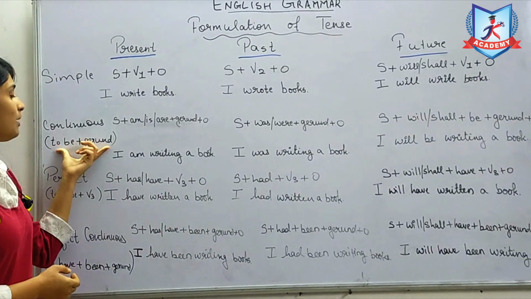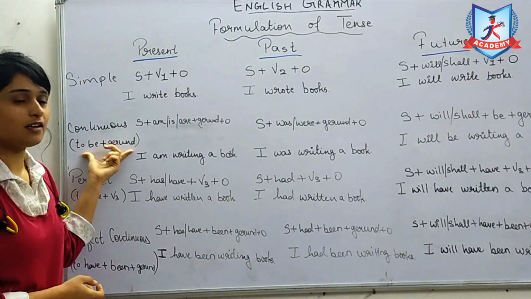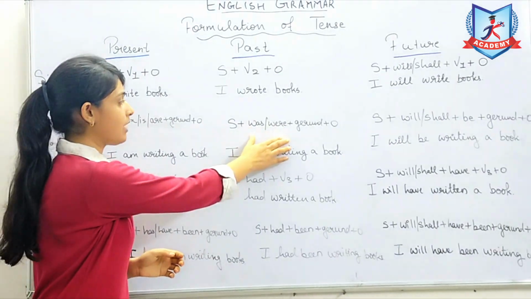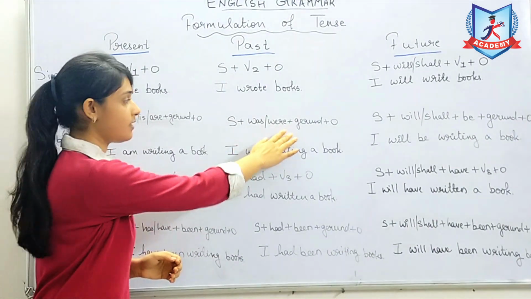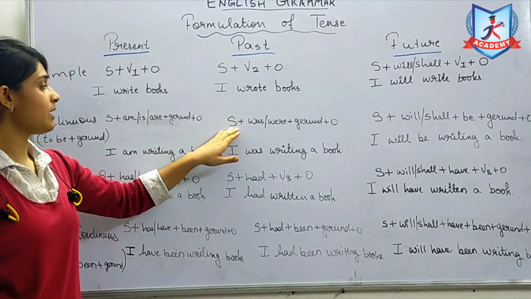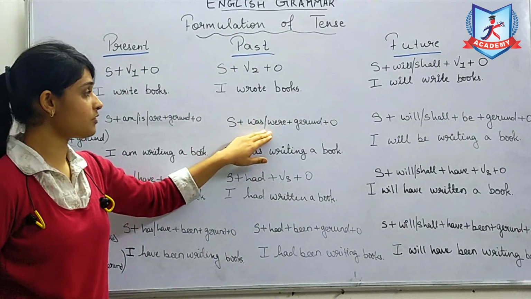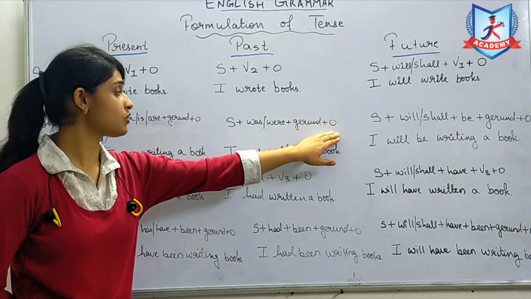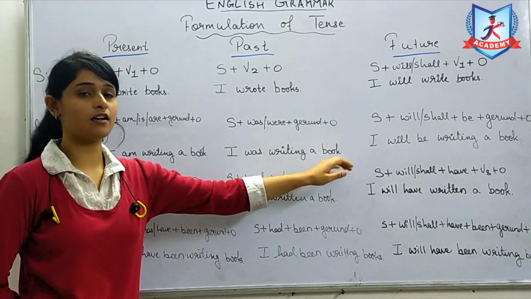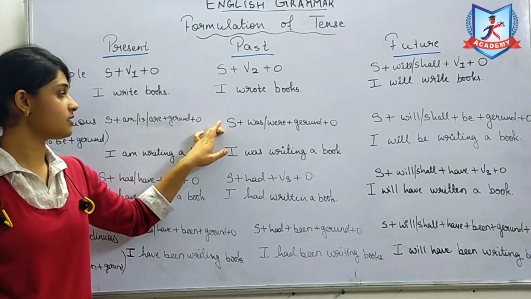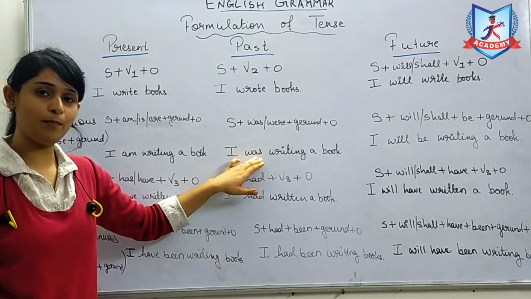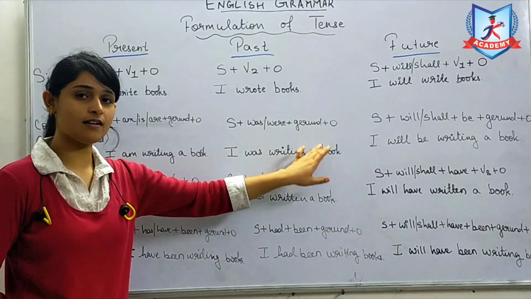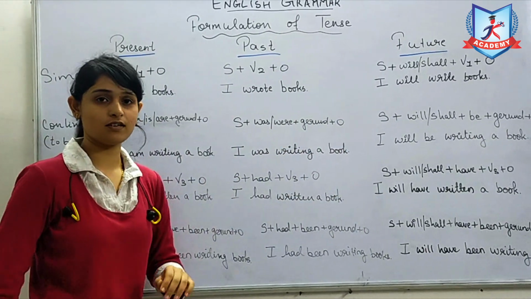Again, to be plus gerund हमें use करना है. So in past tense, it would become was or were plus gerund. Formula will become subject plus was or were plus gerund plus object. I was writing a book. I is the subject, was is the helping verb, writing is gerund, and a book is the object.